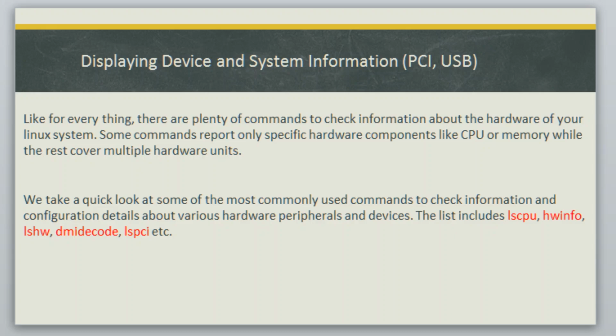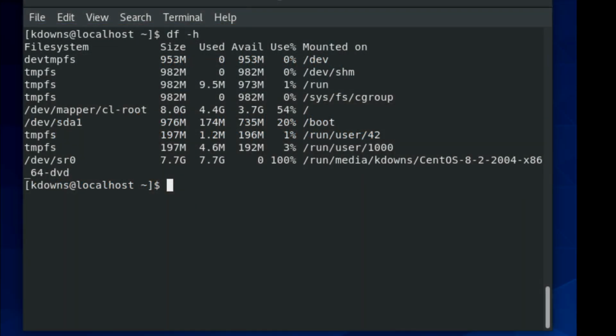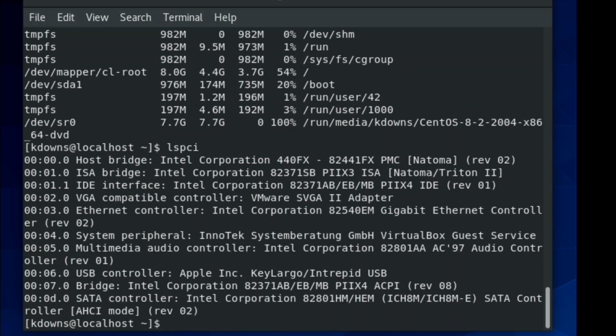So let's look at our first one here, which is the lspci command. This will show the device ID of your network card or any other PCI device. Depending on your system, you may be able to run this command without having to be root first. We're going to try it, and we're also going to add the flags -nnv on it. So let's try it again. lspci. So that lists all our PCI devices there.